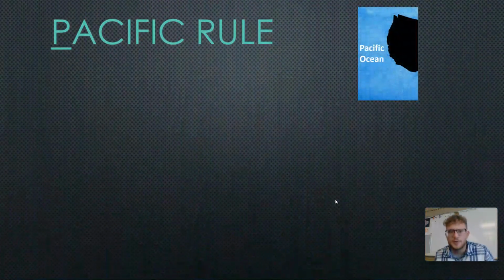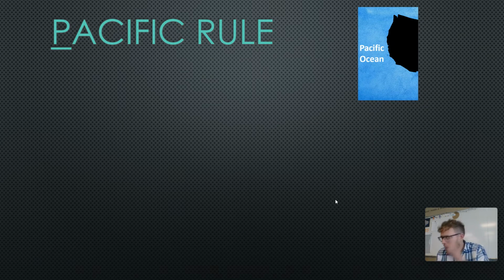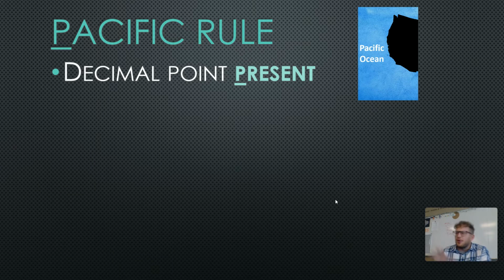All right, the first rule that we need to know when counting the number of sig figs within a number is the Pacific rule. Pacific starts with P. You know what also starts with P? Present, okay? So whenever there is a decimal point present within a number, we are going to use this rule. And I'm about to throw a lot of stuff at you, okay? I want you to soak it in, and then we're going to take these rules and apply them to some examples. So right now, it might not make that much sense, but it will here in a second when we use some examples.